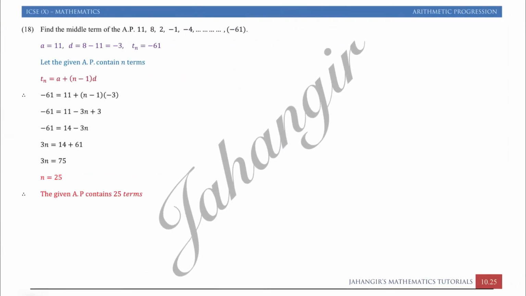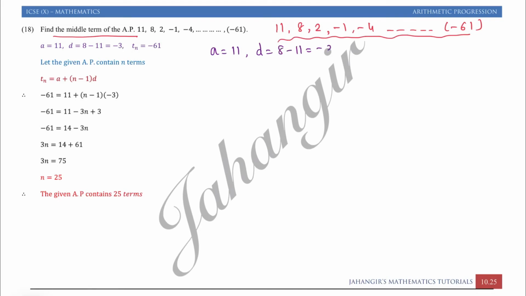Question number 18. Find the middle term of an AP. Middle term means the exact middle term. So the AP is given as 11, 8, 5, minus 1, minus 4, up to minus 61. First we have to find how many terms are there from 11 to minus 61. So for that what we will do? We will write A is 11, D is 8 minus 11, which is equal to minus 3, and the last term Tn is given as minus 61.